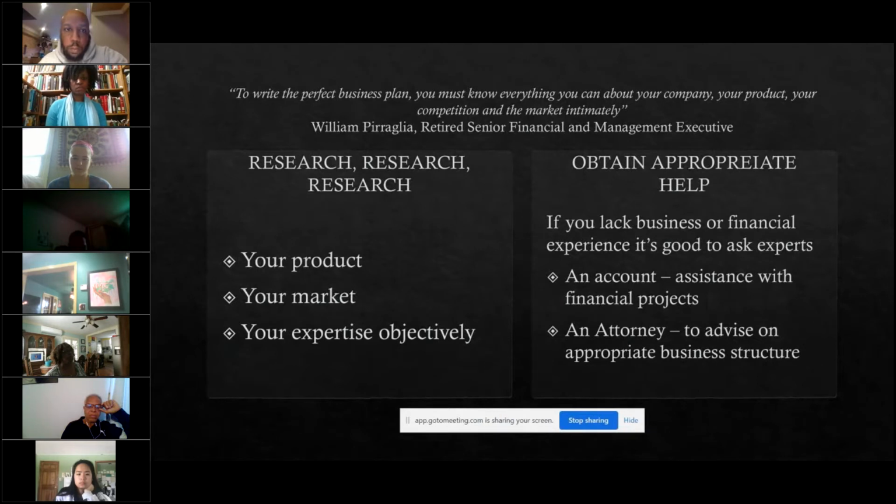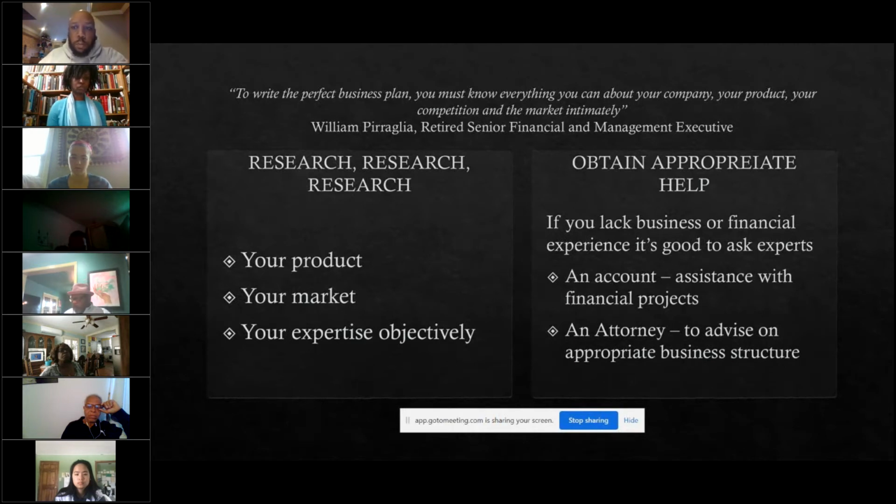You want to also have appropriate help. I always talk about building your team. You need a team, and everybody on the team might not be working daily beside you, but they're still an important member. You need to find yourself an accountant. Your accountant will help you with your financial projections. And you also want to have an attorney to advise you on your appropriate business structure.